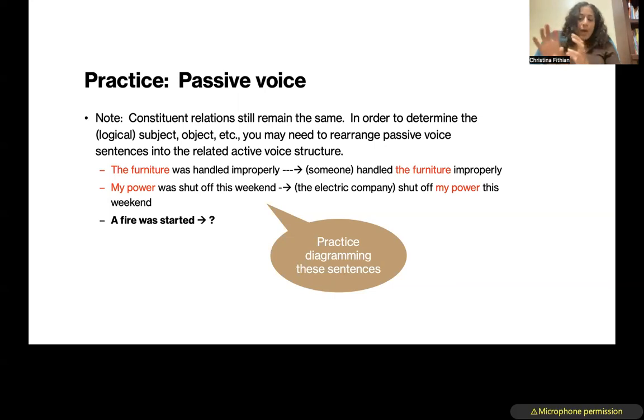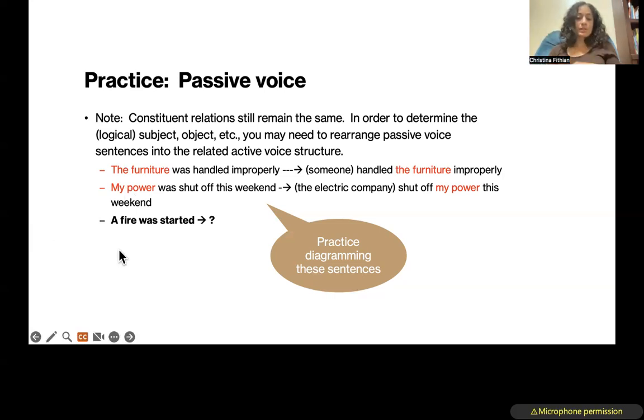I should not say put it back, because it sounds like we're moving it. We're not moving it. It's simply base generated in situ in the position that it's in. Again, if we look at my power was shut off this weekend, then I can rearrange my power, put it after shut off, and I get the electric company shut off my power this weekend.